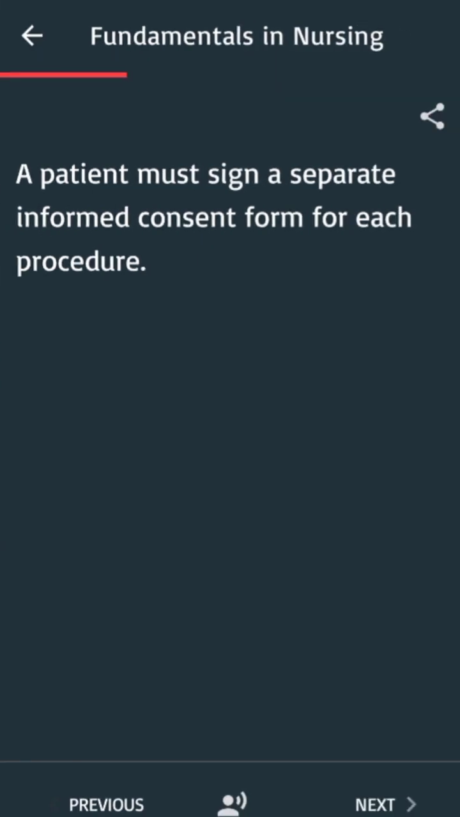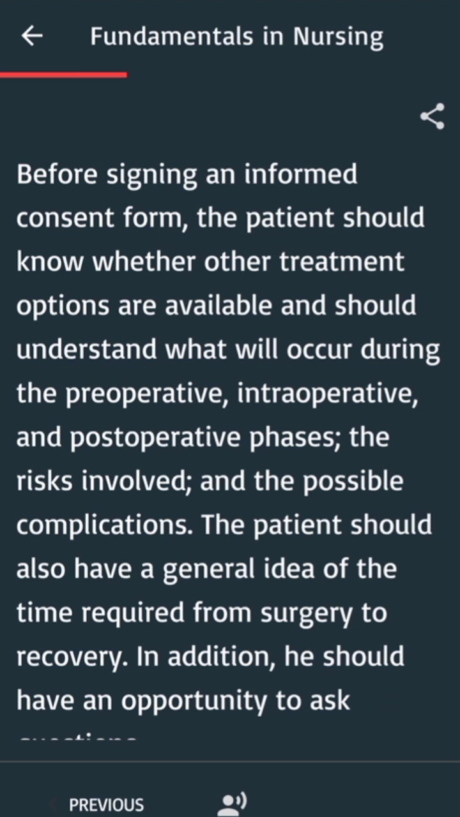A patient must sign a separate informed consent form for each procedure. Before signing an informed consent form, the patient should know whether other treatment options are available and should understand what will occur during the preoperative, intraoperative, and postoperative phases, the risks involved, and the possible complications.